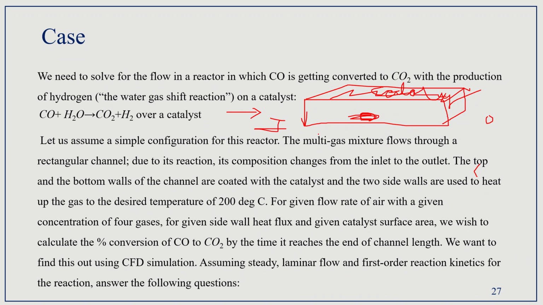So what is given is that we have a rectangular channel through which we are passing an inlet gas, and throughout the channel some reaction is happening, because the top and bottom portions are coated with the catalyst, and on the left and right walls we are providing a heat source. For a given flow rate of air, we have the concentration of four gases, the heat flux, and the catalyst surface area. So what is the conversion from carbon monoxide to carbon dioxide by the time it reaches the channel length end? This needs to be calculated using CFD simulations.